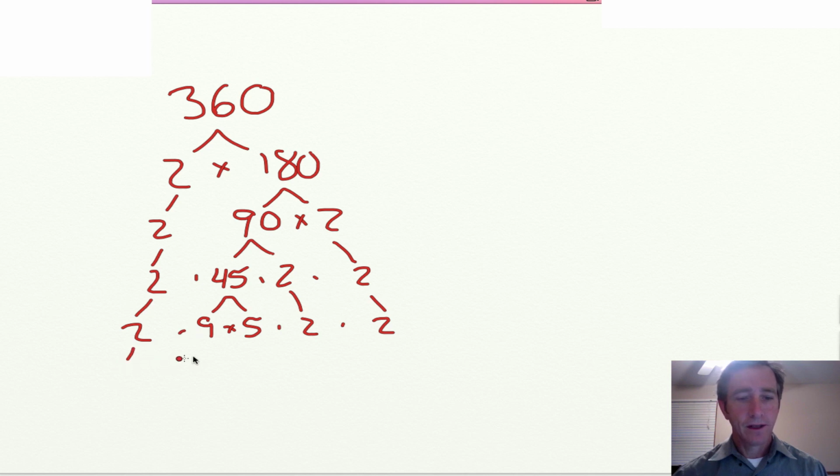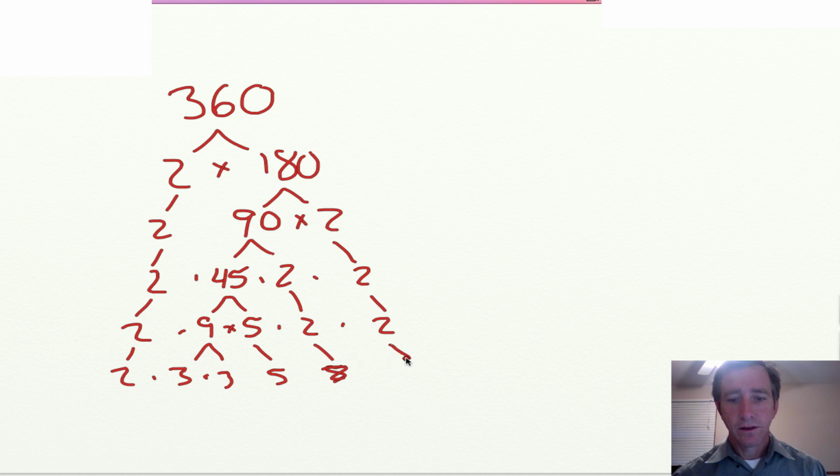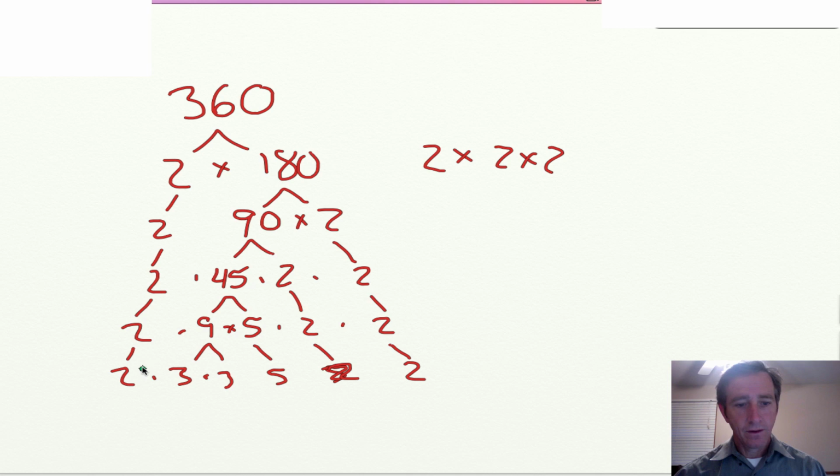Okay. 9 is 3 times 3. Bring all the factors down that we have. 2, that's a 2. All right. Now I'm going to group these factors from smallest to largest just to keep 2 times 2, and I'm going to cross out the ones that I've used already.